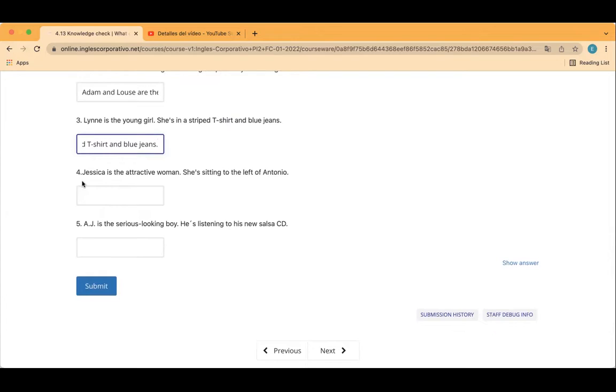Number four. Okay. Jessica is the attractive woman. Okay, Jessica is the attractive woman. The attractive woman, sitting to the left of Antonio. Okay, and the action. Sitting to the left of Antonio. Here we have.